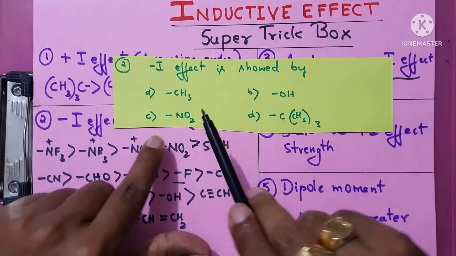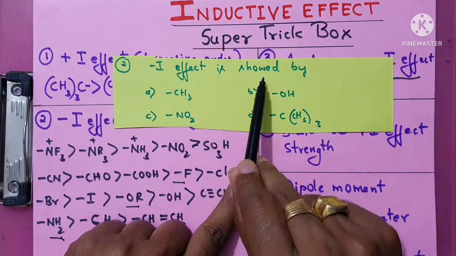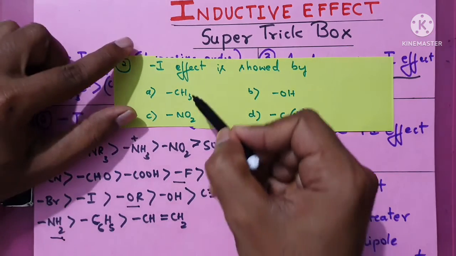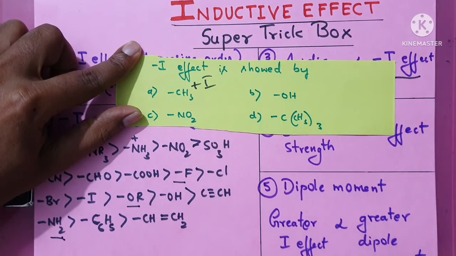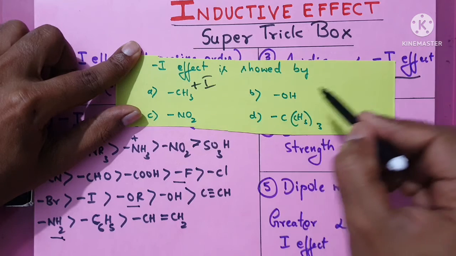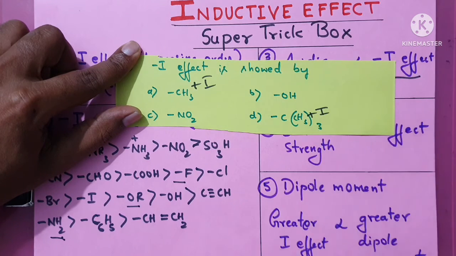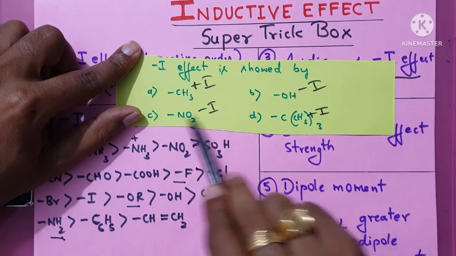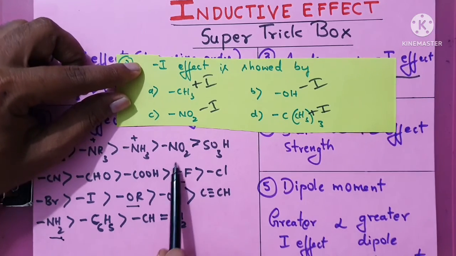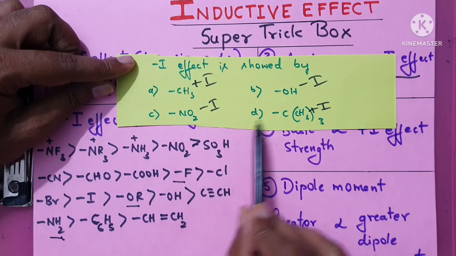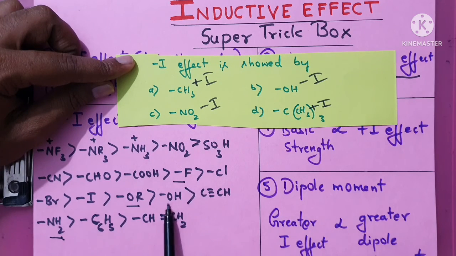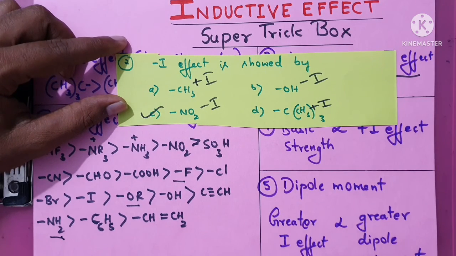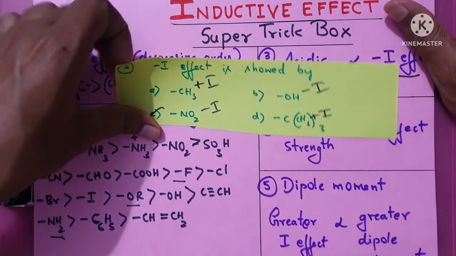In this question, if you observe, the minus I effect is shown by which of them? CH3 is definitely going to show a plus I effect. This also will show a plus I effect. And this shows minus I effect, and this shows minus I effect. In these two, who comes first? NO2 comes first. Then comes OH. Therefore, this is the one which will show the maximum minus I effect. I am sure you have understood this question also.